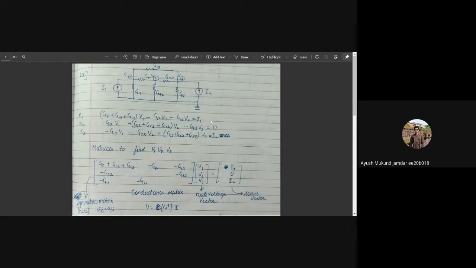So this gives us our nodal equation for the first node. As you can see here, on rearranging the terms, you'll get G11 plus G12 plus G13 times V1 minus G12 times V2 minus G13 times V3 gives I1.